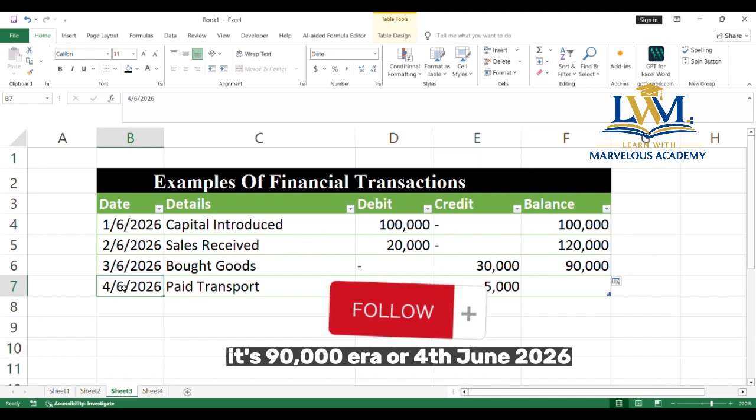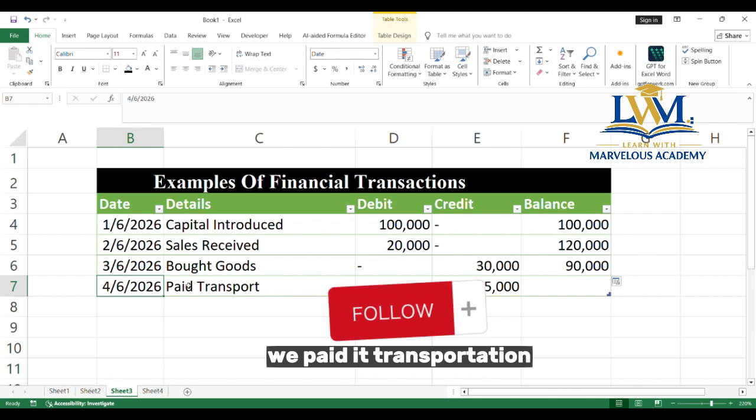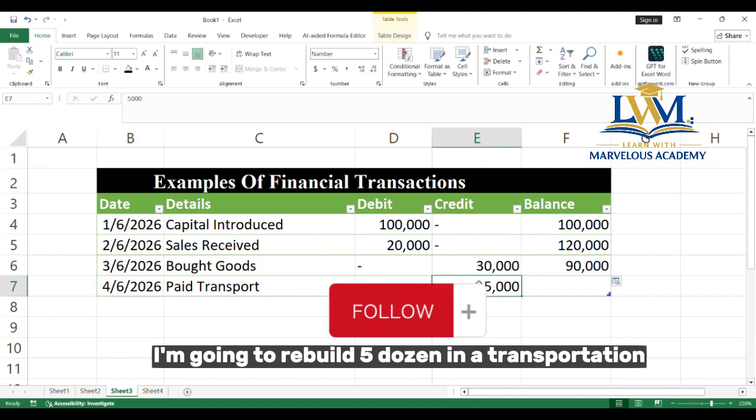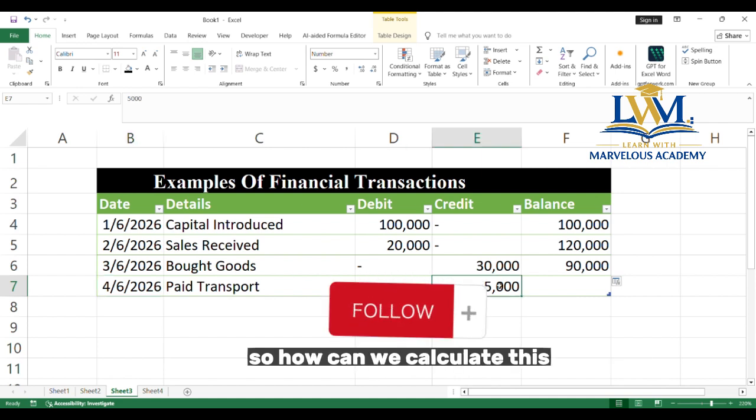On 4th June 2026, we paid for transportation. That is, we paid transportation to go and purchase those goods. How much did we pay? We paid 5,000 naira for transportation. So how can we calculate this?